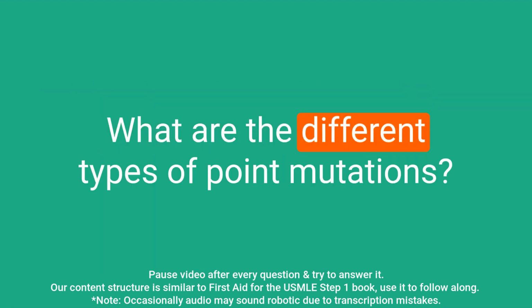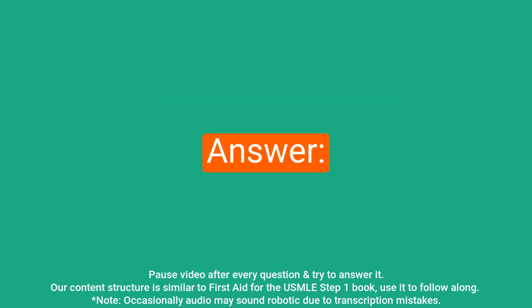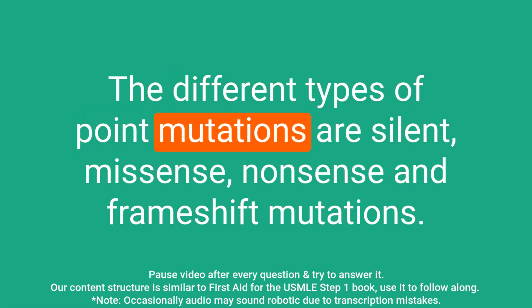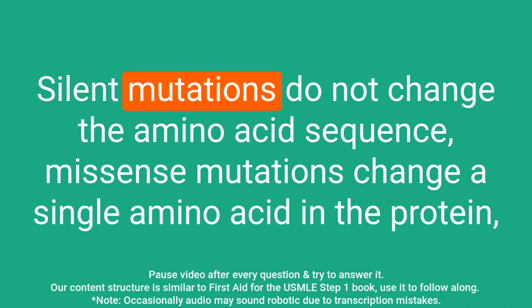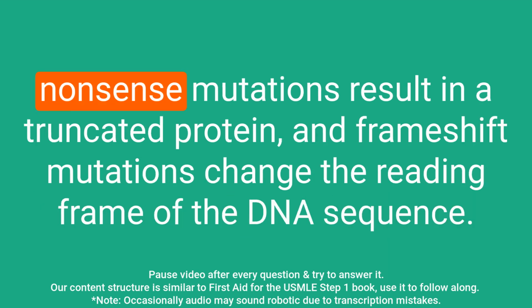Question: What are the different types of point mutations? Answer: The different types of point mutations are silent, missense, nonsense, and frameshift mutations. Silent mutations do not change the amino acid sequence. Missense mutations change a single amino acid in the protein. Nonsense mutations result in a truncated protein, and frameshift mutations change the reading frame of the DNA sequence.